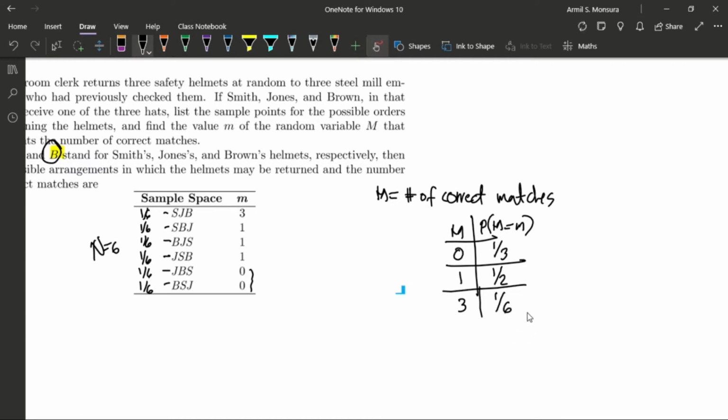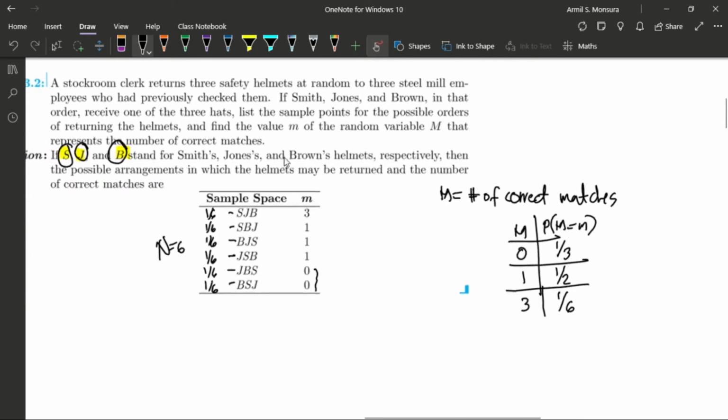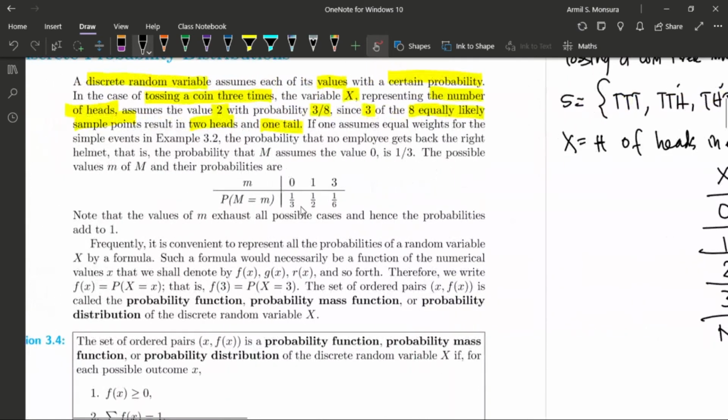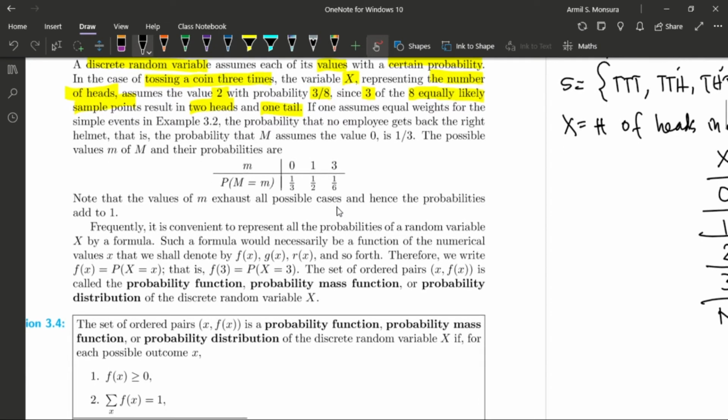So again, what you see here is actually the discrete probability distribution for this scenario. So this is what you see here: 1/3, 1/2, and 1/6. Now, note that the values of m exhaust all possible cases, and hence, the probabilities add to 1.